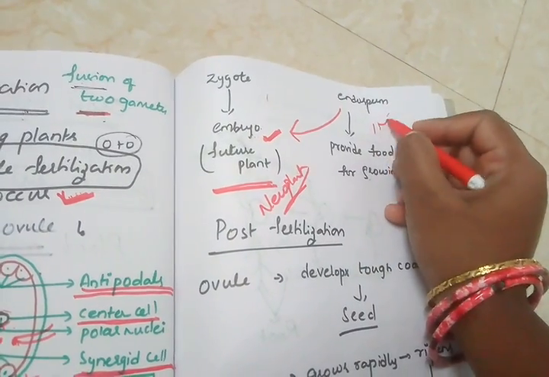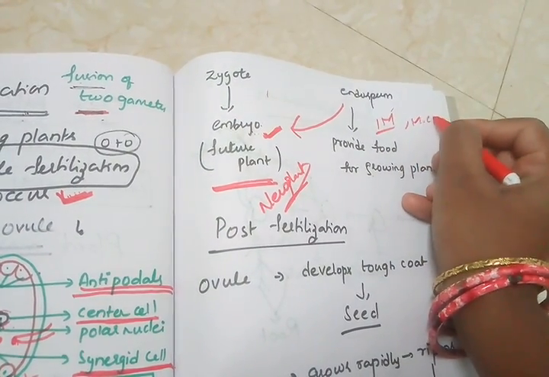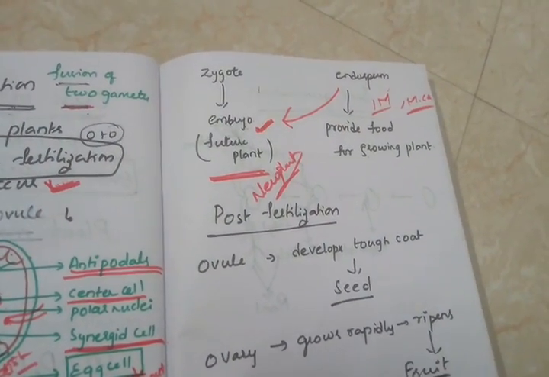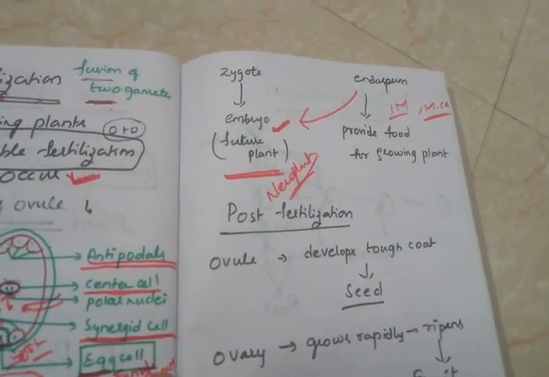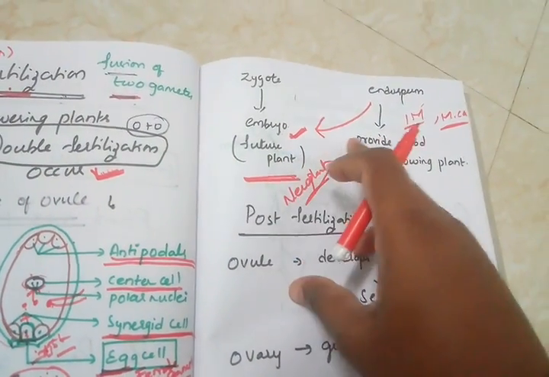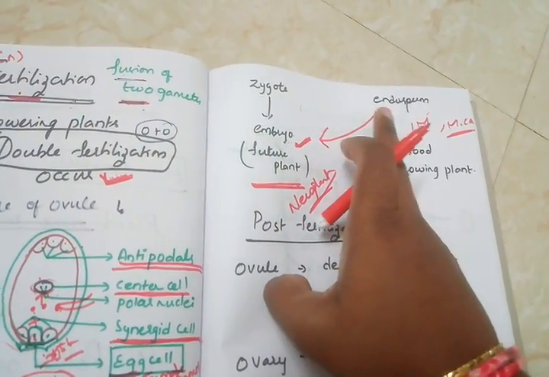This is also an important 1 mark question and sometimes we can get it from the MCQ questions also. Okay, so which of the following provides nutrition to the embryo? Which tissue? They will ask. The answer is endosperm. Generally, endosperm provides food to the embryo. Okay, so these are the states of zygote and endosperm.